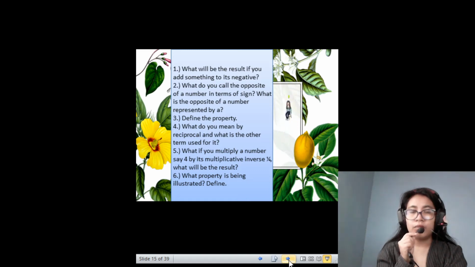What do you mean by the reciprocal and what is the other term used for it? What if you multiply a number, say 4, by its multiplicative inverse 1/4? What will be the result? And lastly, what property is being illustrated? Define.